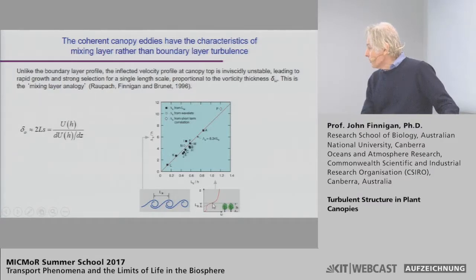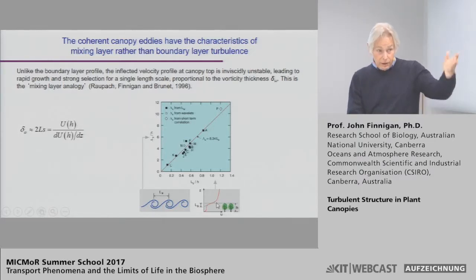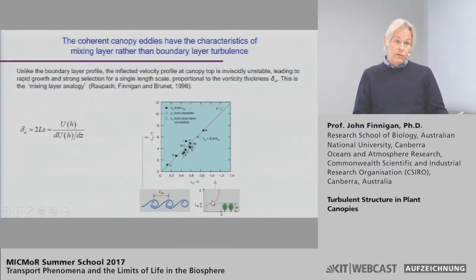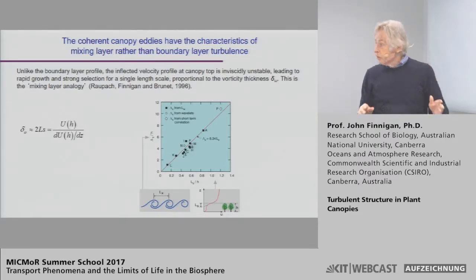So the vorticity thickness in an inflective profile like that is the velocity at the inflection point divided by the velocity gradient at the inflection point, which has the dimensions of a length scale. And the Kelvin-Helmholtz instability, the Rayleigh theory, tells you that the wavelengths of that vorticity wave will be proportional to that length scale, that vorticity thickness. So Mike approximated that by a measure he called LS, which is actually twice the vorticity thickness, and plotted that against all these measurements of large eddies, and got this lovely straight line.